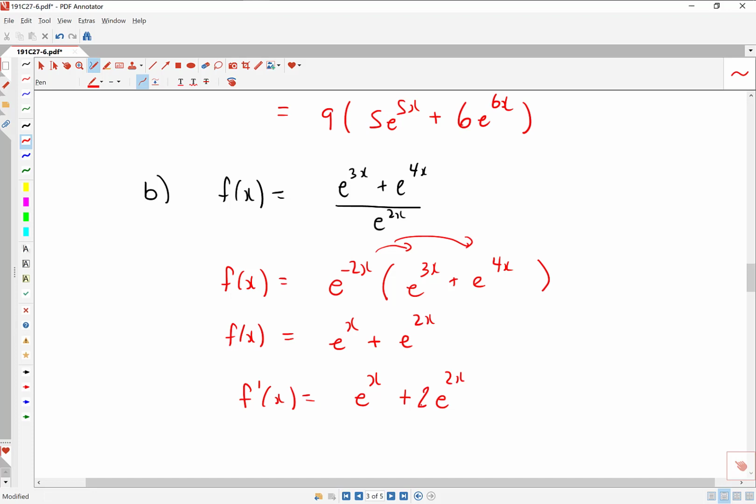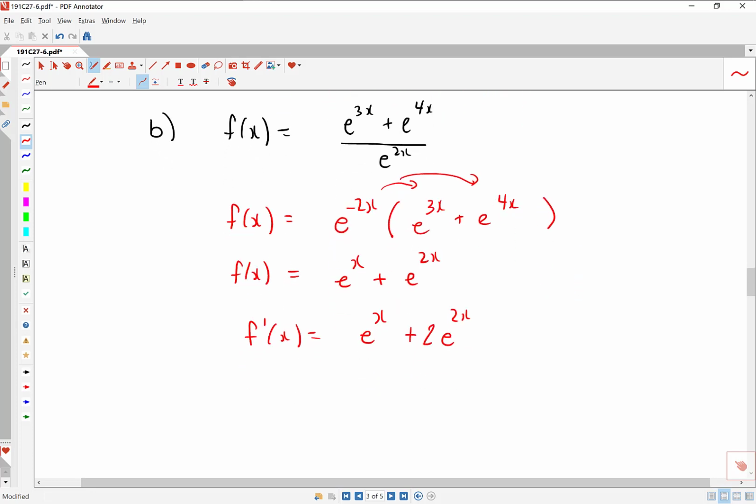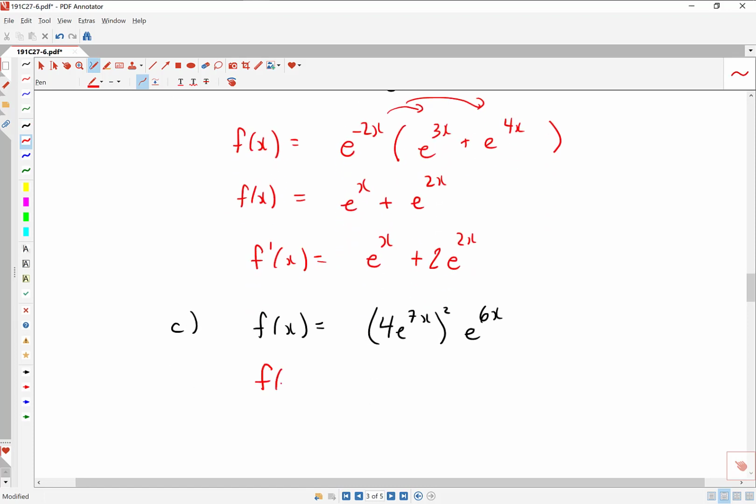All right, let's try one more example along these lines where we simplify before taking our derivative. So let's say f of x is (4e^(7x)) squared times e^(6x). Okay, so let's work on getting f of x simplified. The idea is we want to get this into a form so that it feels easy to take our derivative. So let's think about squaring this first factor here.